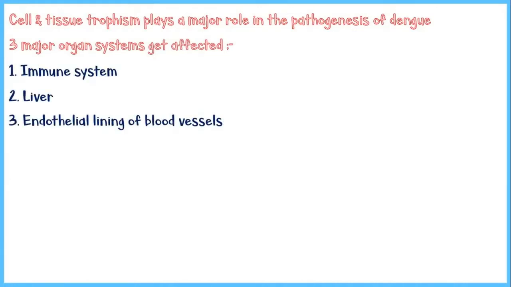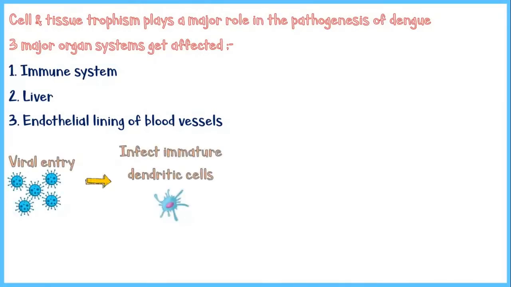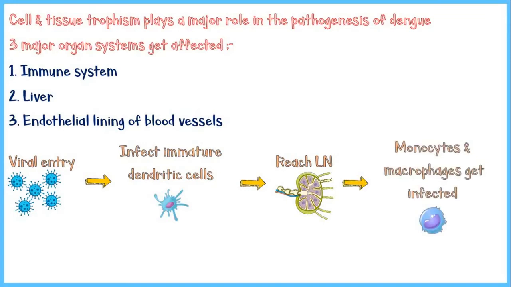During a mosquito bite, the virus enters through the skin and infects immature dendritic cells, which are located in the skin. Then these infected dendritic cells will reach the lymph nodes. At the lymph nodes, monocytes and macrophages are recruited to halt the infection. However, these cells also get infected by the virus.